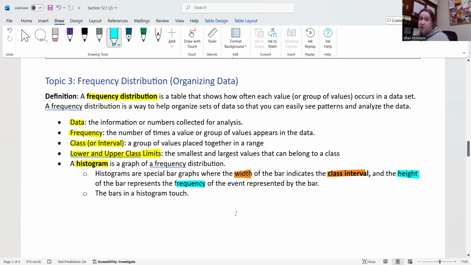The bars touch in a histogram. So let's go ahead and just jump in. I think sometimes when you see a lot of definitions, they don't make a lick of sense, but once you see the practice behind it, it's not so bad. So that's kind of the case here.